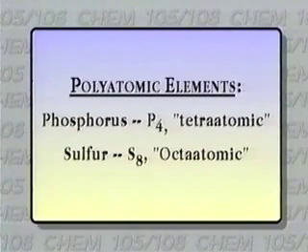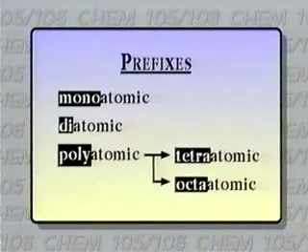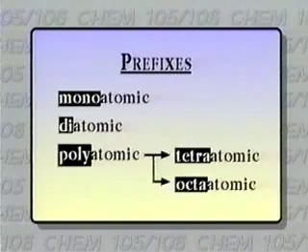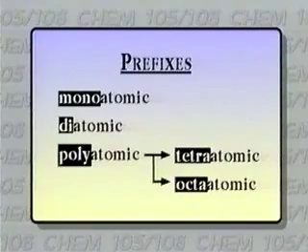Now, the very last thing let me quickly mention here are prefixes. Notice that we've used prefixes here: mono, di, tetra, and octa. As we go throughout the course, we will find that we will use prefixes to talk about the number of atoms in a molecule. Sometimes we'll be talking about the number of molecules in something. So these are the prefixes that we should become familiar with because we will encounter them throughout the course.